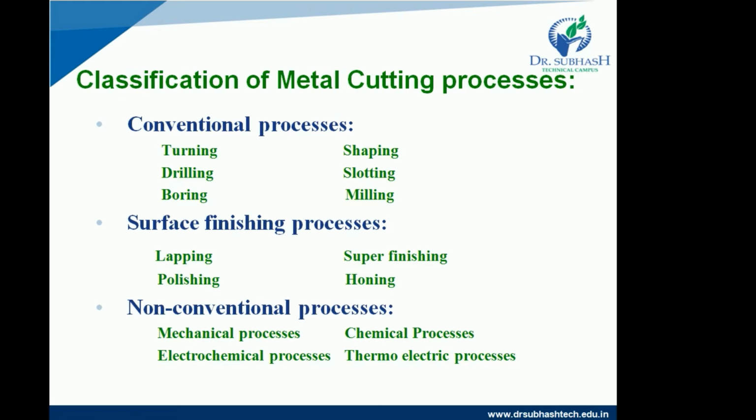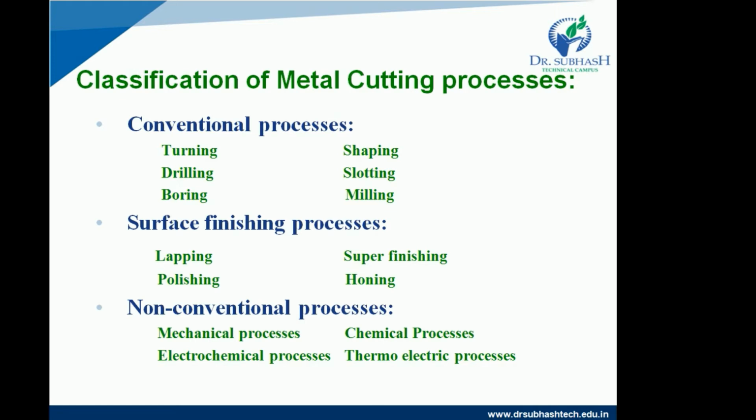Now, classification of metal cutting processes: conventional processes, surface finishing processes, and non-conventional processes. These are the main ways we can classify the different cutting processes of metal. Conventional processes we have already discussed in the manufacturing process, and different operations we have performed, like turning, drilling, boring, shaping, slotting, milling, etc. In surface finishing operations, we already discussed lapping, polishing, super finishing, honing, etc.